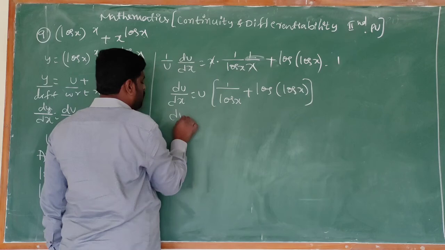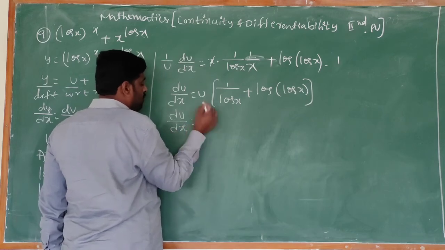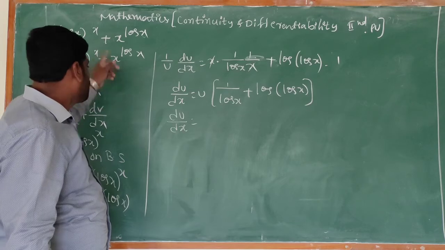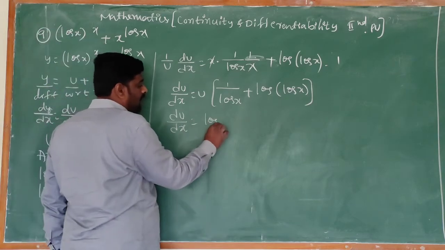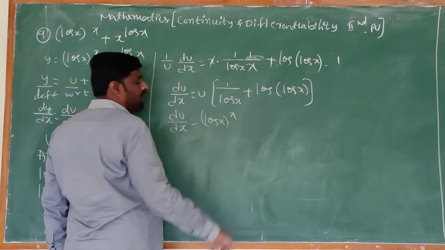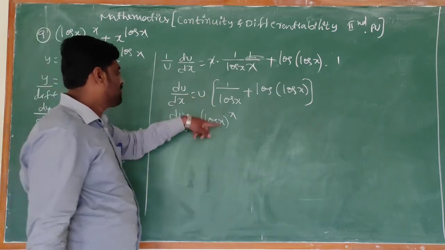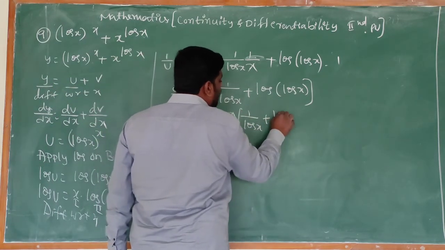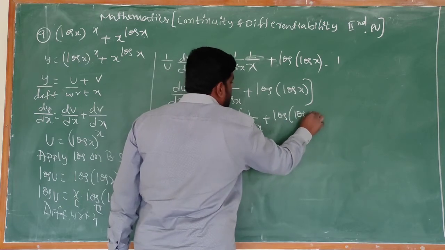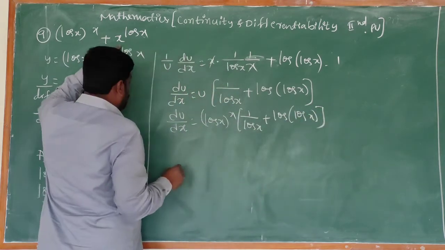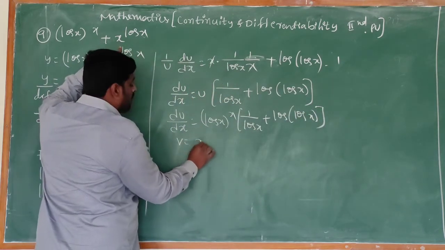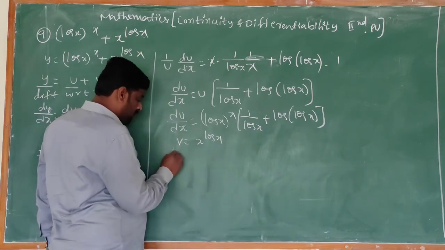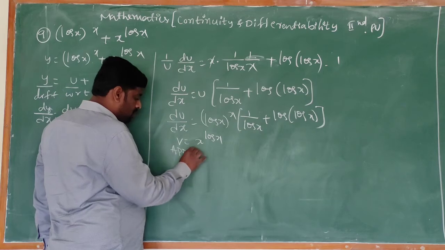Now substitute u. du by dx is equal to, what is u? (log x) whole to the power of x, so (log x) whole to the power of x into 1 divided by log x plus log of log x. So now v is equal to x to the power of log x. Now apply log on both sides.